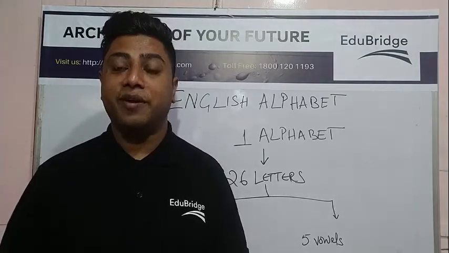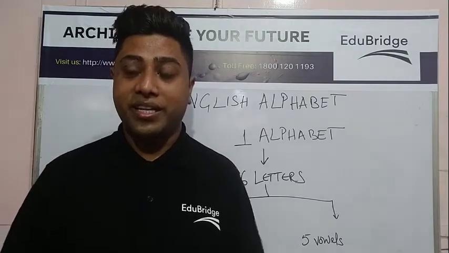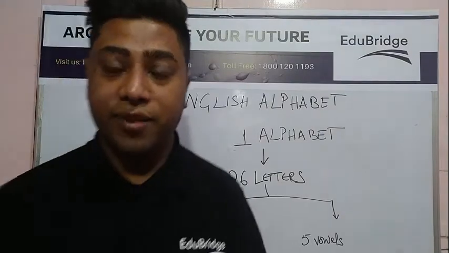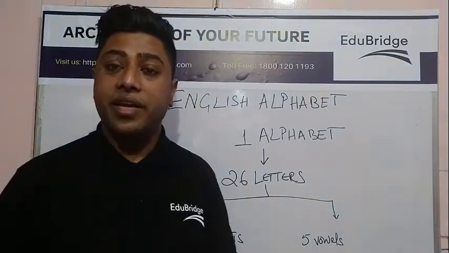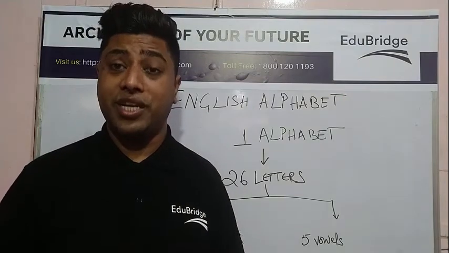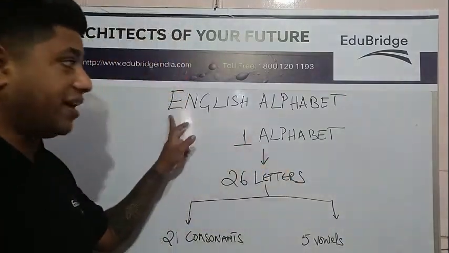So we will be learning about the English alphabet. So let's get started with today's topic. The first thing that we're going to talk about, as I've said, is the English alphabet. We have been learning English since childhood, and we have been writing and reading in English. So we'll quickly put some light on the English alphabet for today.